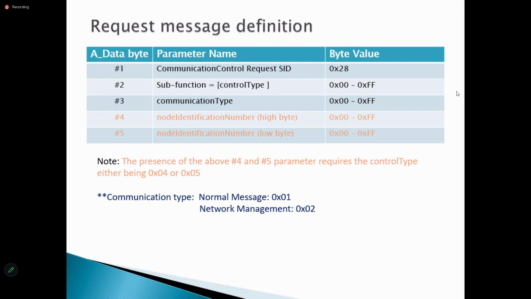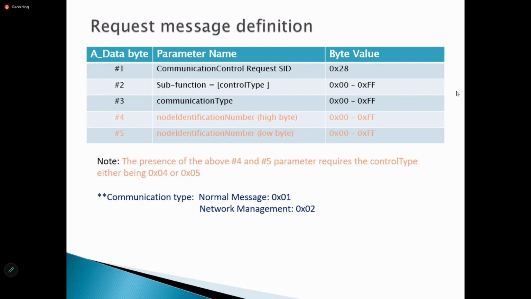So now the request will be of 3 bytes. The fourth and fifth bytes, no need to mention. Don't write them, because we are not dealing with the node identification number. So just mention your request will be of 3 bytes. The first byte will be the communication control request service ID. And what is the service ID here? 0x28. Correct? Yes or no? Yes, sir.